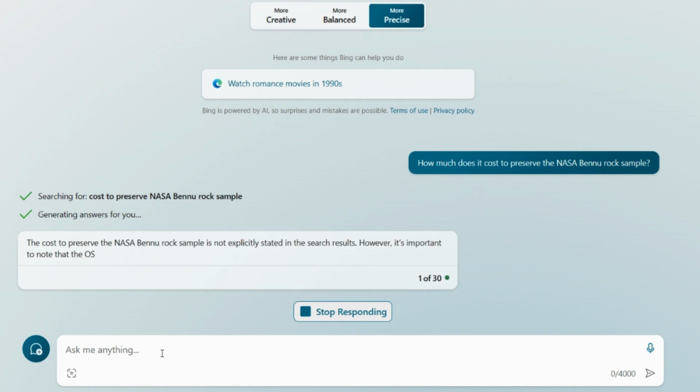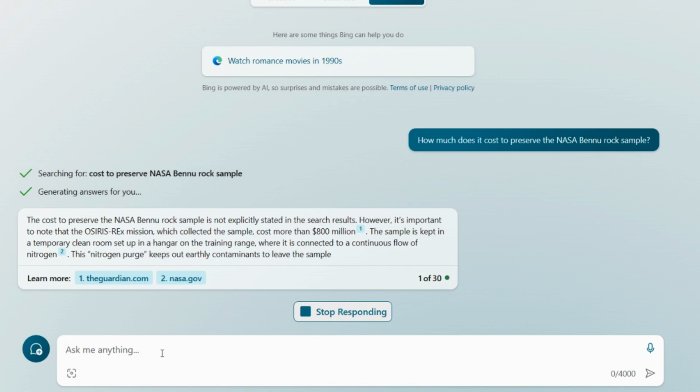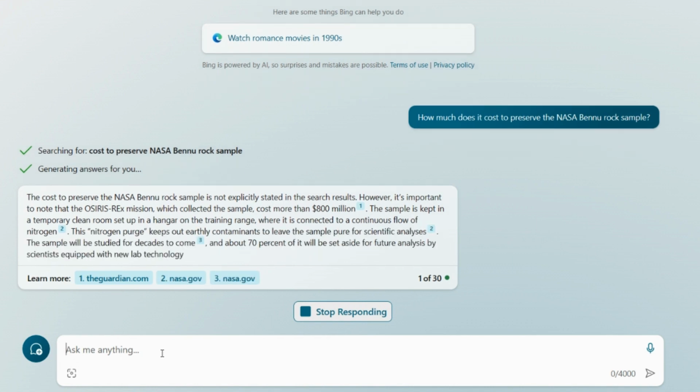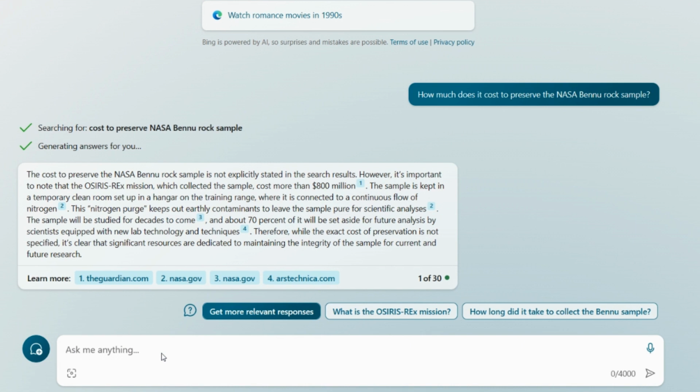Cost to preserve NASA Bennu rock sample is not explicitly stated in the research results. However, it's important to note that the OSIRIS-REx mission, which collected the sample, cost more than $800 million. The sample is kept in a temporary clean room set up in a hangar on the training range, where it is connected to a continuous flow of nitrogen. This nitrogen purge keeps out earthly contaminants to leave the sample pure for scientific analysis. The sample will be studied for decades to come, and about 70% of it will be set aside for future analysis by scientists equipped with new lab technology and techniques. Therefore, while the exact cost of preservation is not specified, it's clear that significant resources are dedicated to maintaining the integrity of the sample for current and future research.